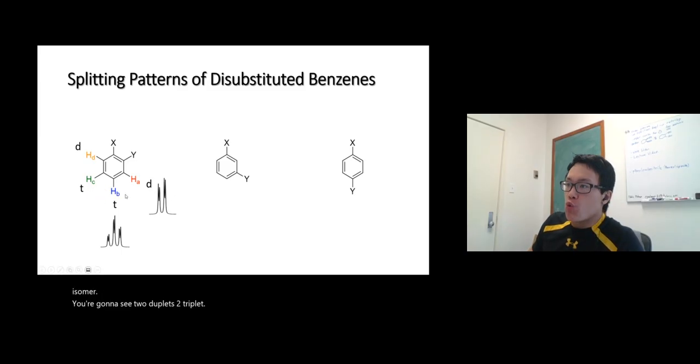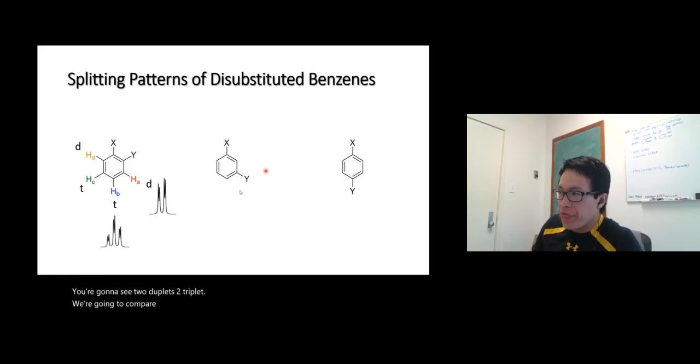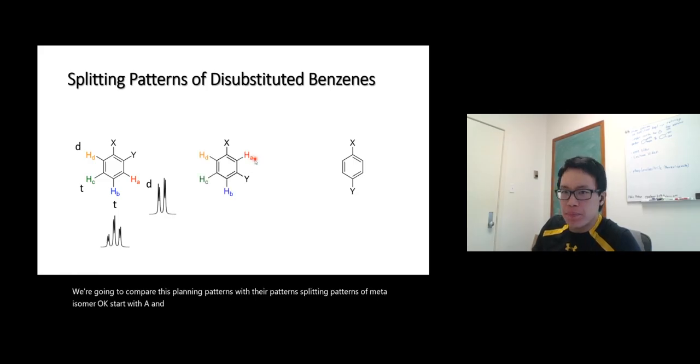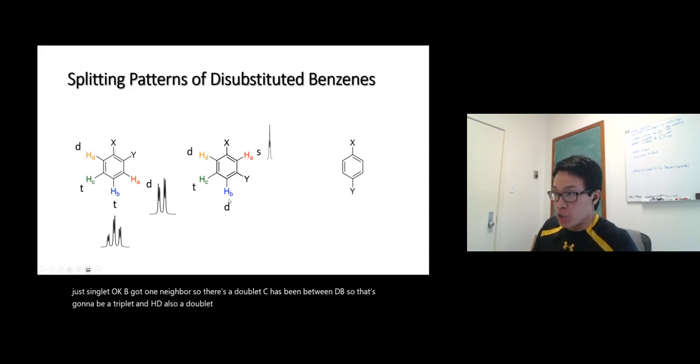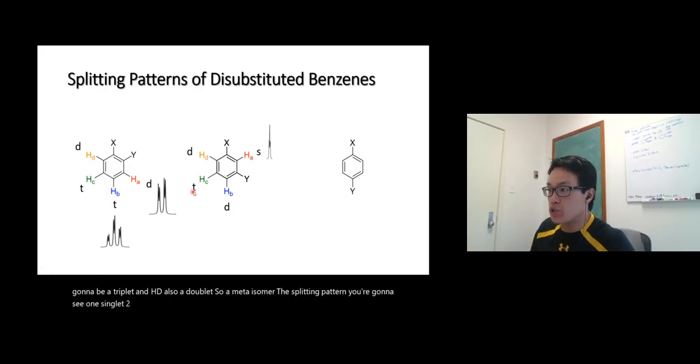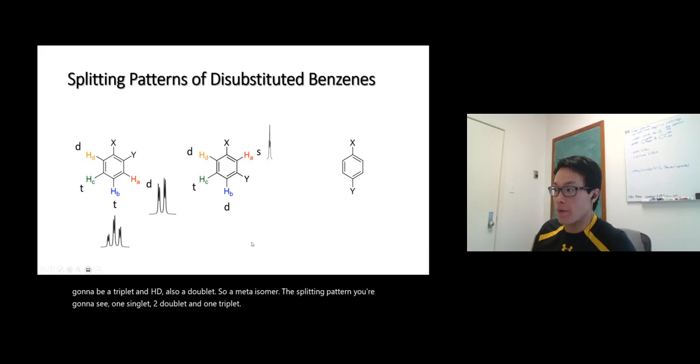We're going to compare these splitting patterns with those of the meta isomer. Start with HA. Any neighbors on HA? What's the spin multiplicity? No neighbors, just a singlet. HB has 1 neighbor, so it's a doublet. HC is between HD and HB, so that's going to be a triplet, and HD is also a doublet. So for a meta isomer, the splitting pattern you're going to see is 1 singlet, 2 doublets, and 1 triplet. Different from the ortho, which has 2 doublets and 2 triplets. This one has a singlet.